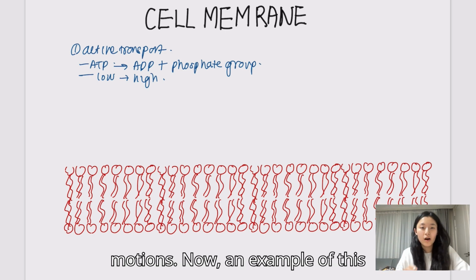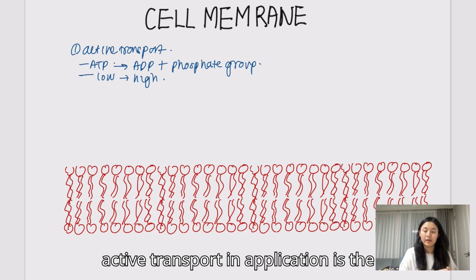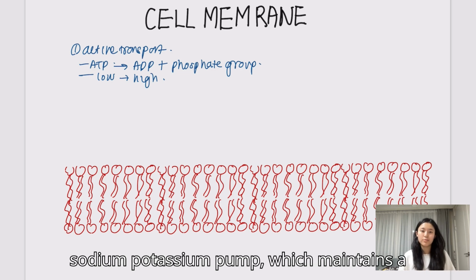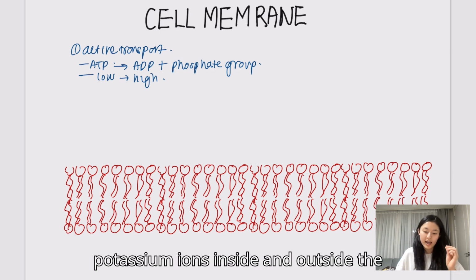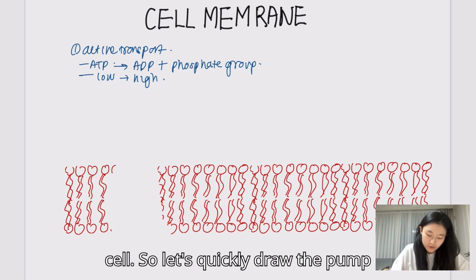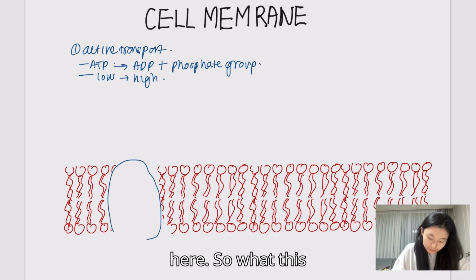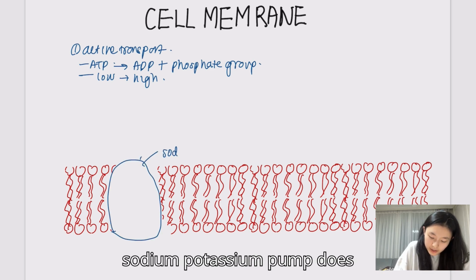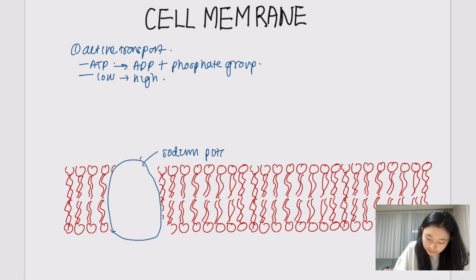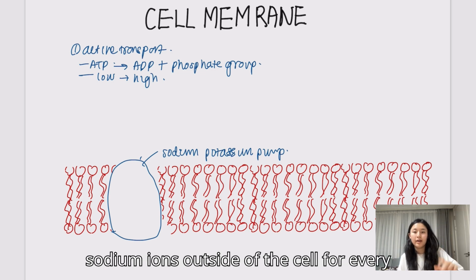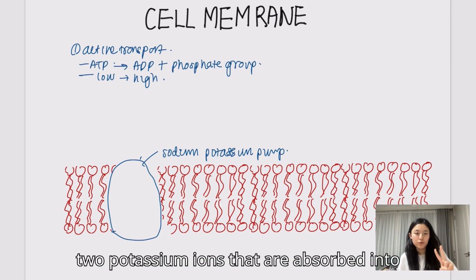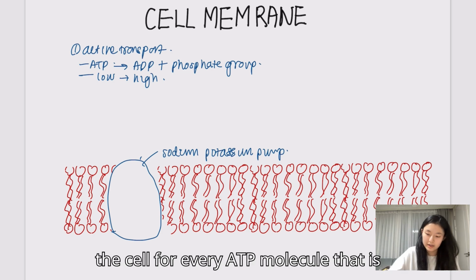Now, an example of this active transport in application is the sodium-potassium pump, which maintains a proper concentration of sodium and potassium ions inside and outside the cell. So let's quickly draw the pump here. So what this sodium-potassium pump does is essentially transport every 3 sodium ions outside of the cell for every 2 potassium ions that are absorbed into the cell for every ATP molecule that is consumed.